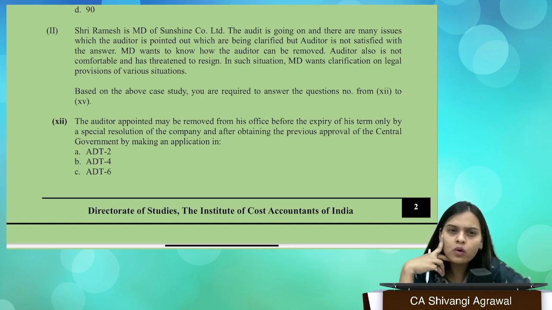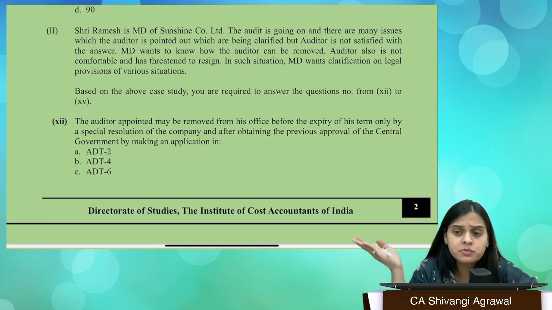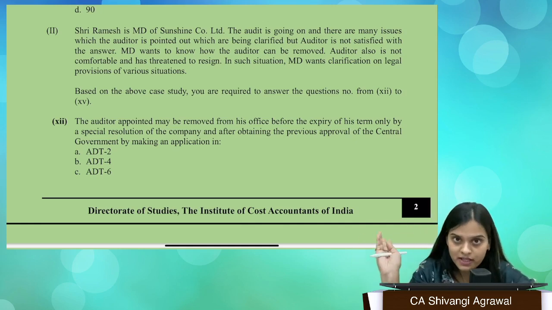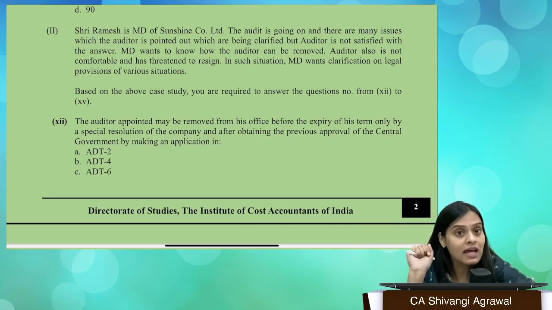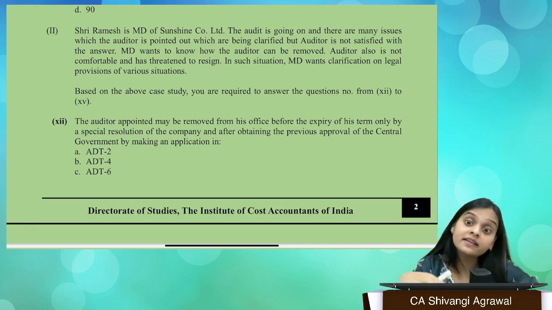So auditor is also not comfortable and he threatened to resign. He said, no, I'm not comfortable working like this. You don't provide me information. You don't provide me the documents. I will resign, right? So in such a situation, MD wants a clarification on legal provisions. Can we remove the auditor or can he resign? If yes, what is going to be the procedure and all that?